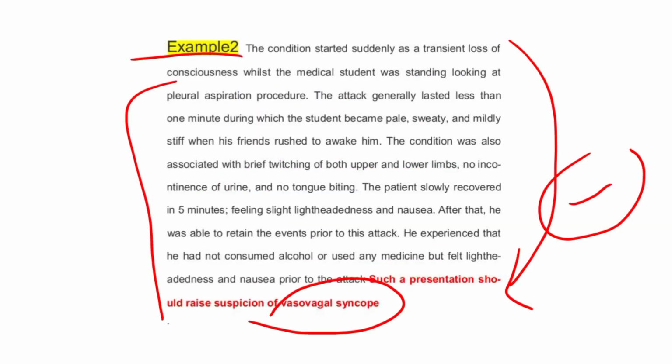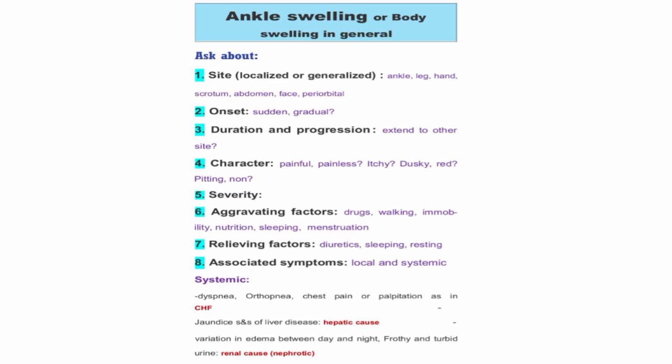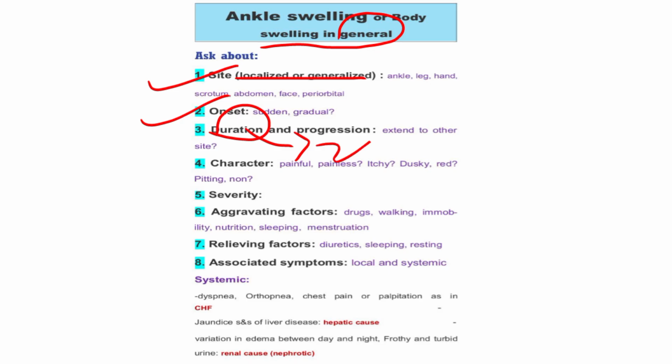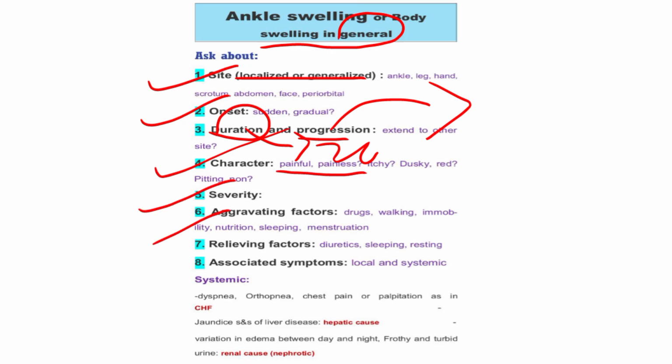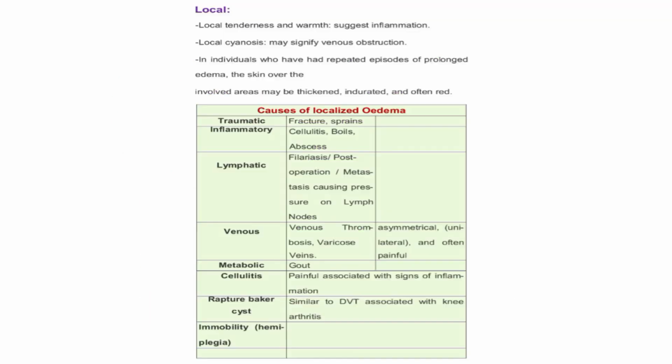Next we have ankle swelling. In case of ankle swelling or body swelling in general, ask the patient about the site, if there is localized swelling or generalized, what is its onset, duration, if it's of 20 minutes, 30 minutes or 1 day, 2 days, and the progression, if it is mild, moderate, severe, what is its character, painful, painless, and the severity, aggravating factor and the relieving factor, which things can cause decrease in the edema, which cause increase in the edema, any kind of associated symptoms. If there is jaundice, then everyone knows this is the hepatic cause. So in case of ankle swelling, ask this from the patients.